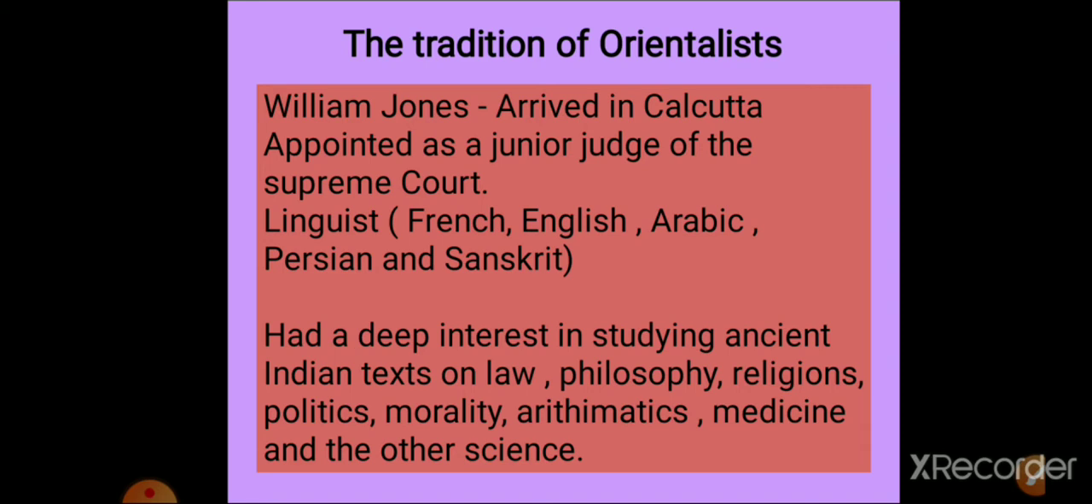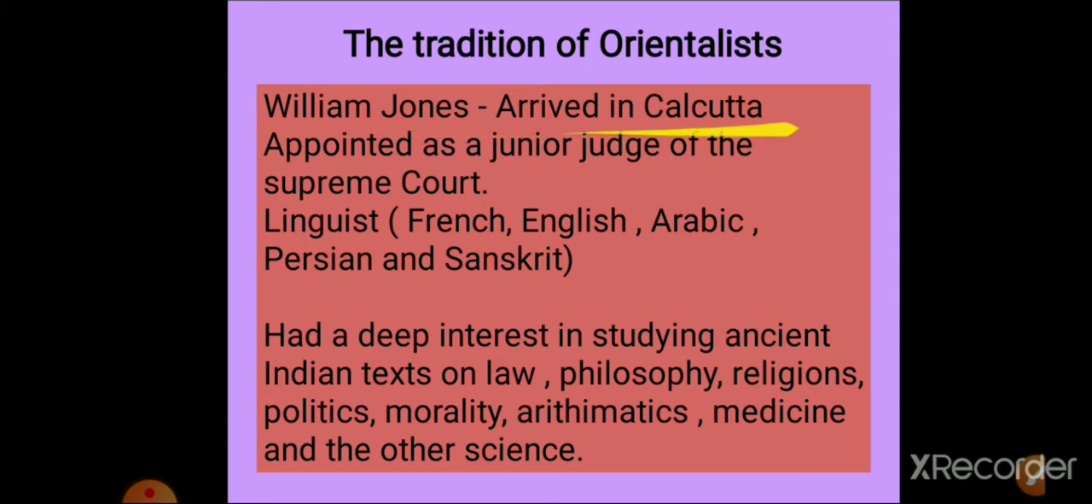Now, the word Orientalist, what does that mean? The word Orientalist means scholars with knowledge of the language and the culture of Asia. Means the scholars, the experts, or the people who had knowledge of the language and culture of Asia. Now, why did the Britishers need to know about the Indian culture? That was a big question.